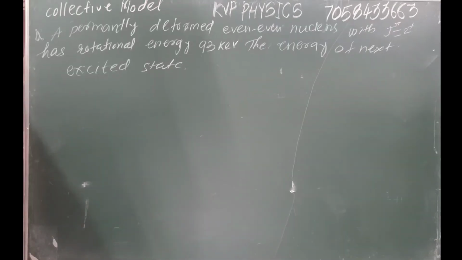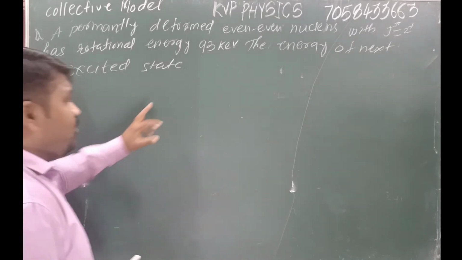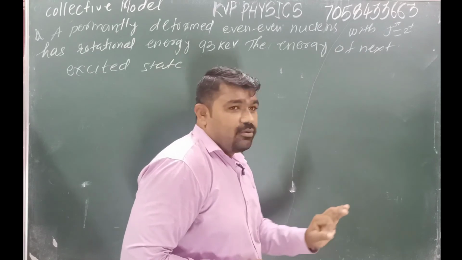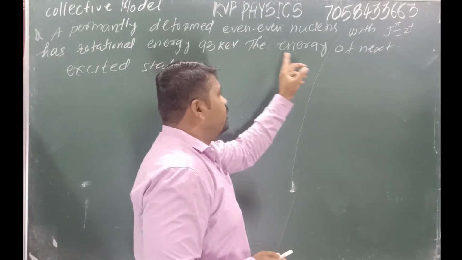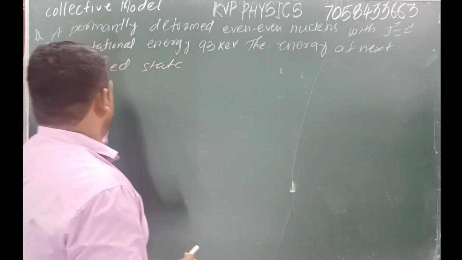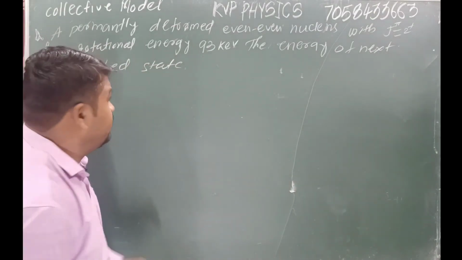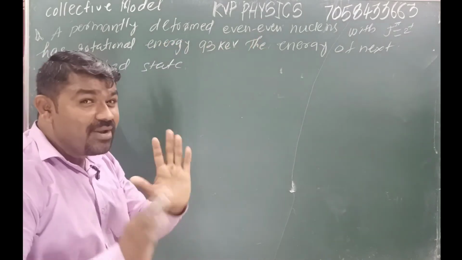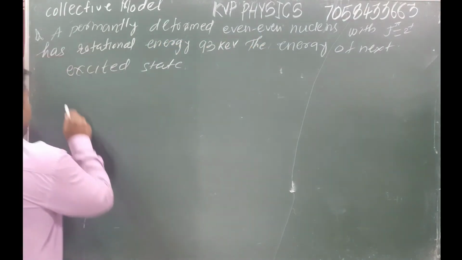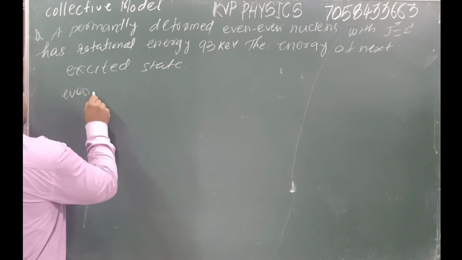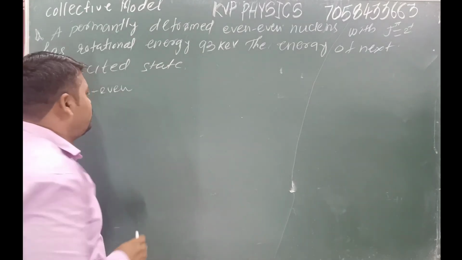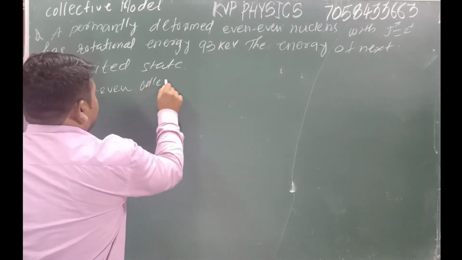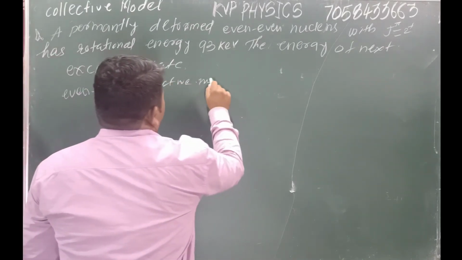What is the next energy? Next question: a permanently deformed nucleus with J pi equal to 2 plus has rotational energy 93 keV. Find the energy of the next excited state. Here, a permanently deformed nucleus is related with the collective model. Yes or no? Collective model.